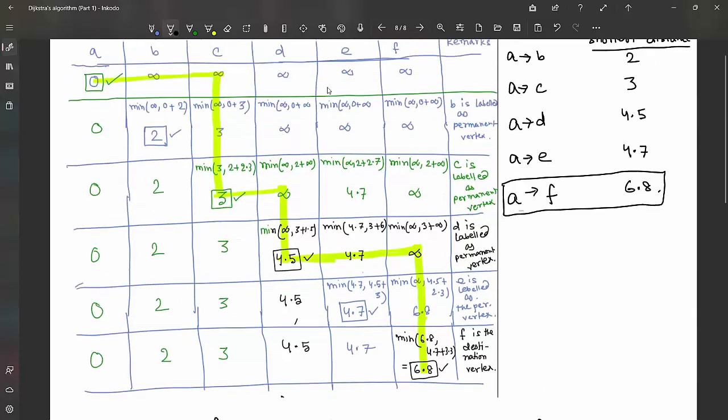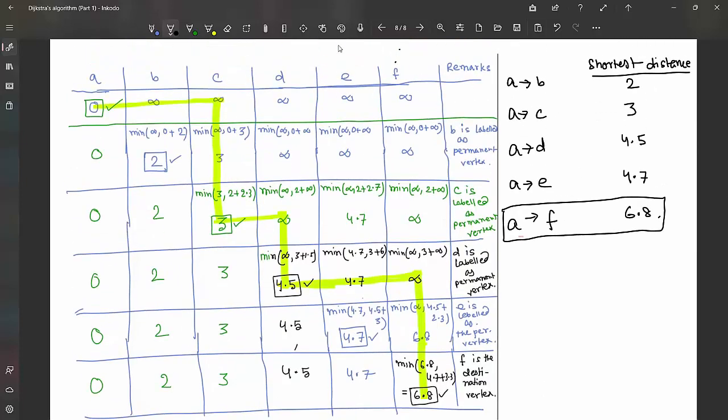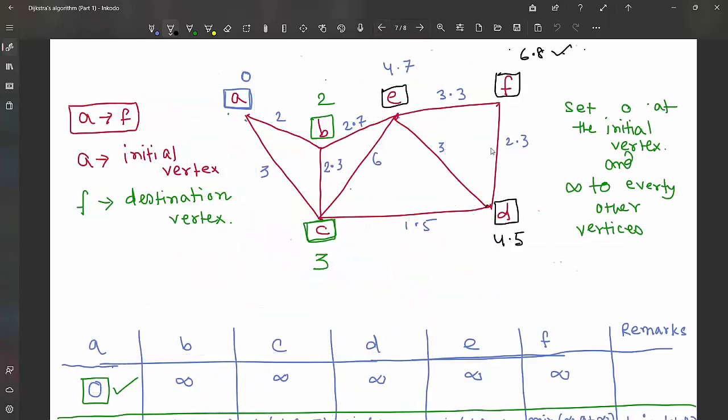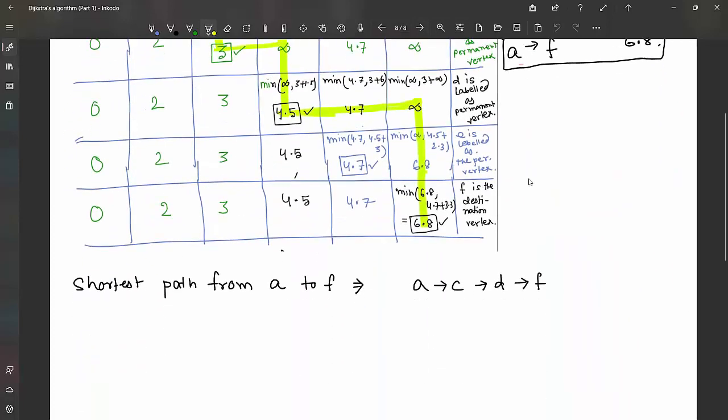So this is the shortest path, and you can see it from the graph. So A to C, C to D, and D to F. That means this road A to C, then C to D, and then D to F. So you can see this is 3, and this is 2.3 and 1.5. So this is actually 6.8. So this is the shortest path value. Okay, and similarly you can do it for every other one also.